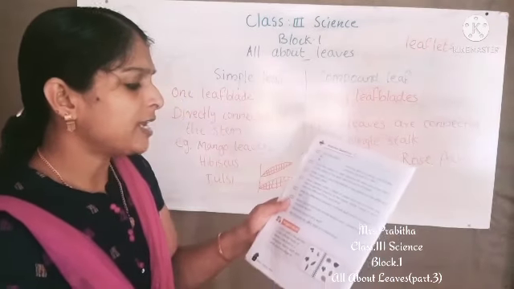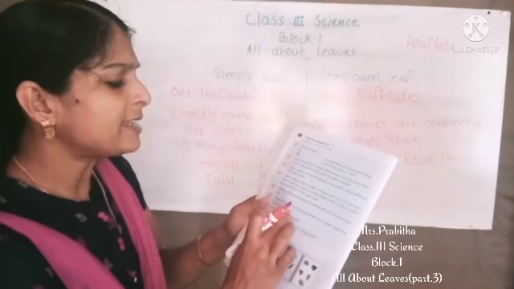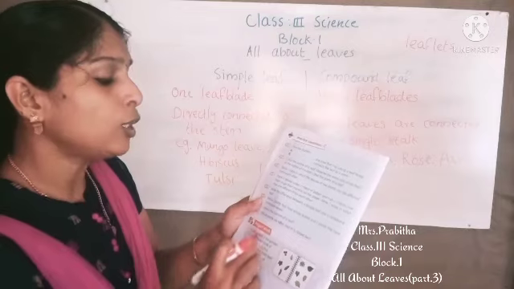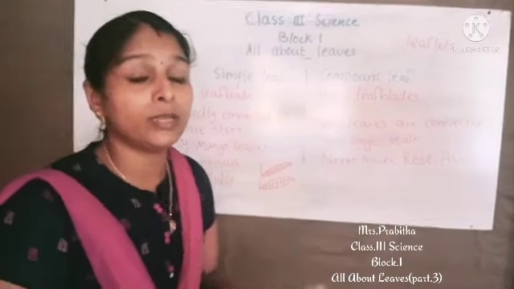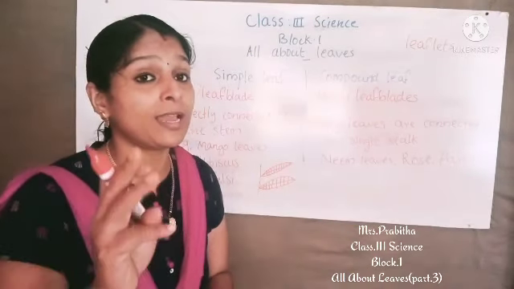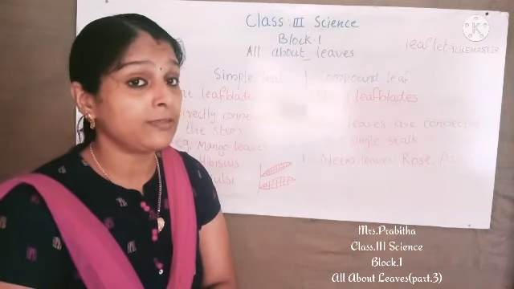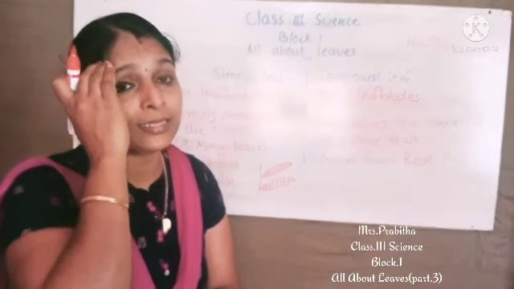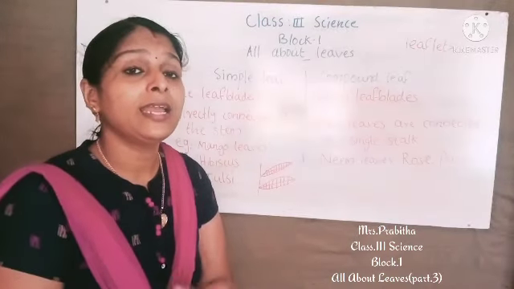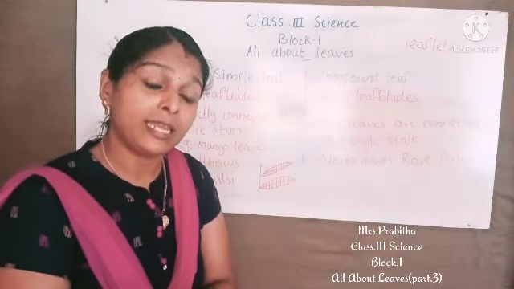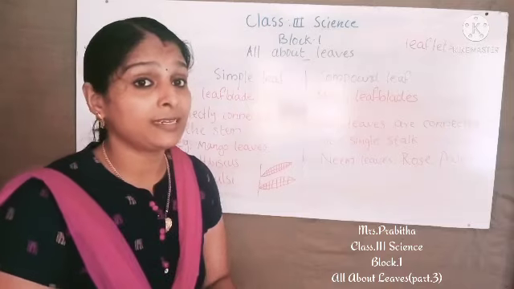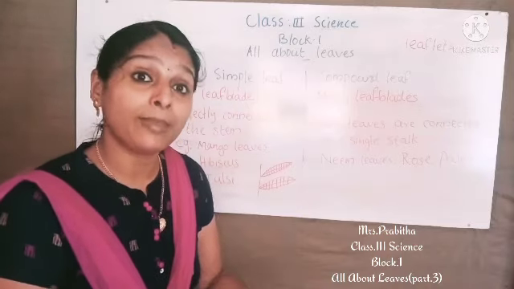Second question. Name two plants that have simple leaves and two plants that have compound leaves. Very simple. Yes, two plants that have simple leaf: mango leaves, hibiscus leaves, tulasi leaves. All you can write as examples for simple leaf. Examples for compound leaf: neem leaves, rose plant leaves, palm leaves.